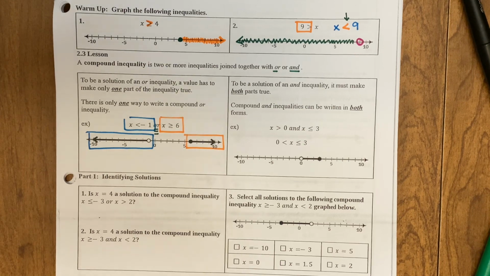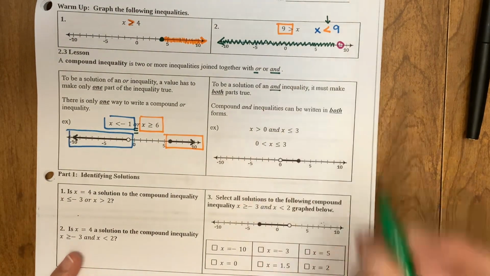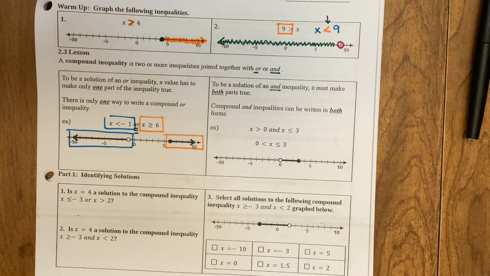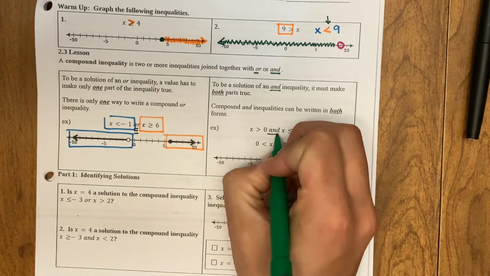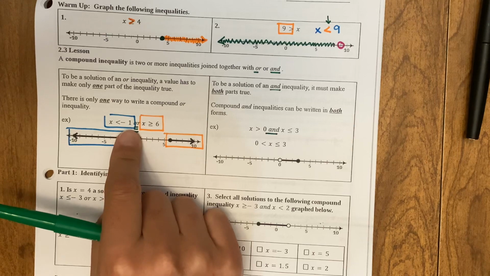Okay, here's our next one. To be a solution of an and inequality, it must make both parts true. Compound and inequalities can be written in both forms. So if you look at this first form, it has the word and in it, just like over here, we had the word or in it.